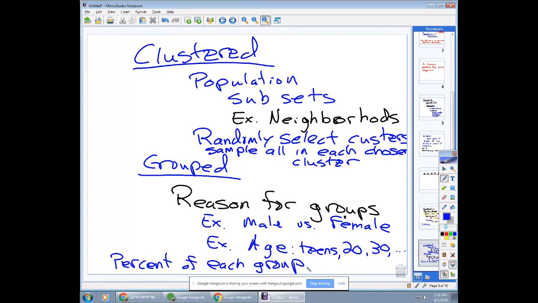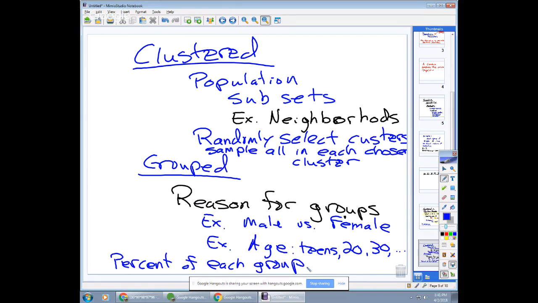So the difference between grouped and clustered: we're making subsets of the population in both of them. In one, we just grab a couple of subsets and we forget about the rest. But we have to get everybody in those subsets for information. With the grouped, we make these subsets and we get a certain percentage from each and every subset.